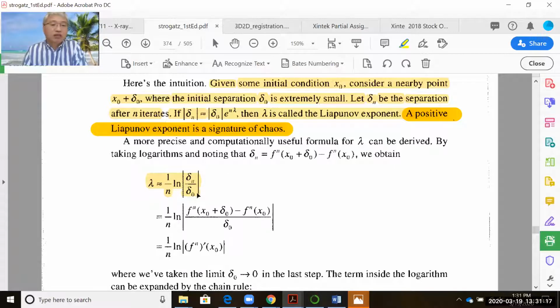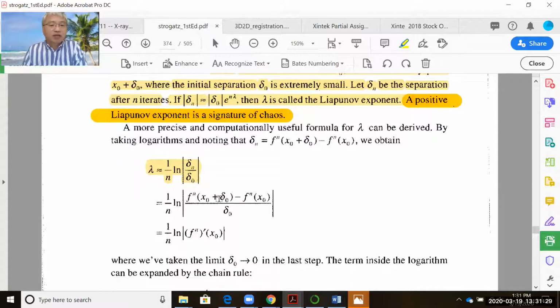Then you plot the log of delta n over delta naught as a function of n. It should be linearly proportional to n, and you get the slope of that. The slope is lambda.